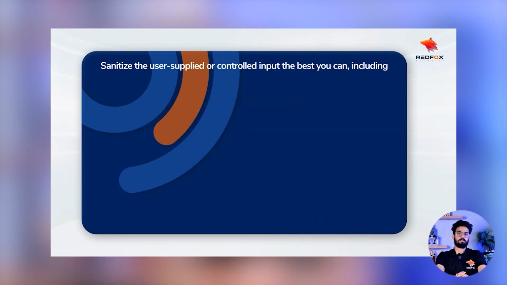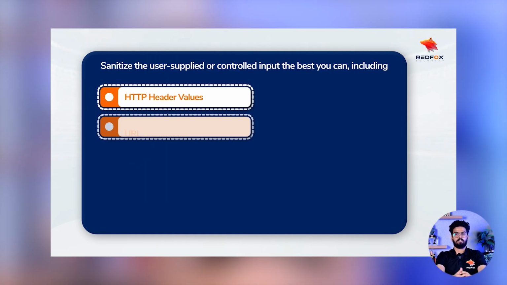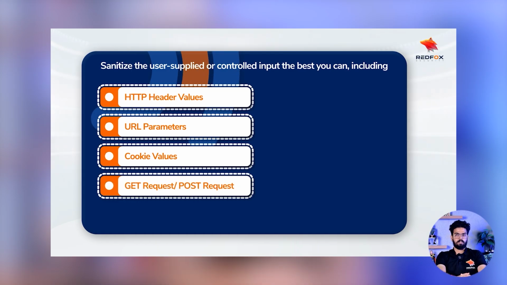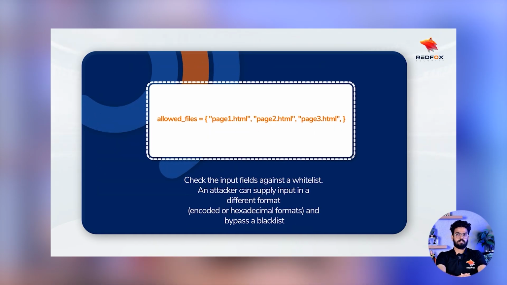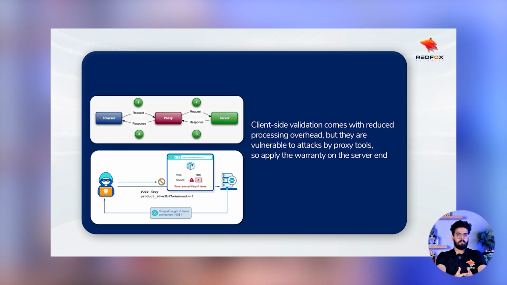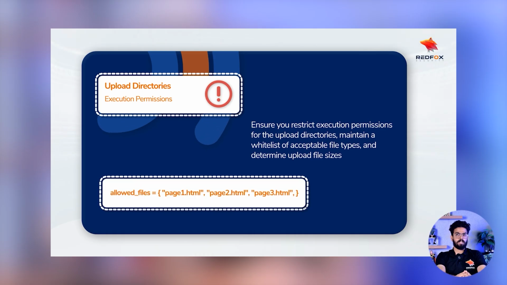Now sanitize the user-supplied or controlled input as best you can, including HTTP header values, URL parameters, cookie values, and GET and POST parameters. Check the input fields against a whitelist, since an attacker can supply input in a different format, such as encoded or hexadecimal format, and bypass a blacklist. Client-side validation comes with reduced processing overhead, but it is vulnerable to attacks by proxy tools, so apply the validation on the server end. Ensure you restrict execution permissions for the upload directories, maintain a whitelist of acceptable file types, and determine upload file sizes.